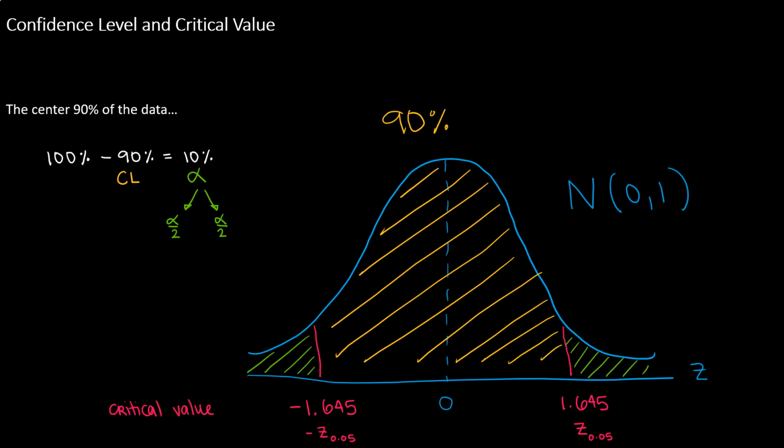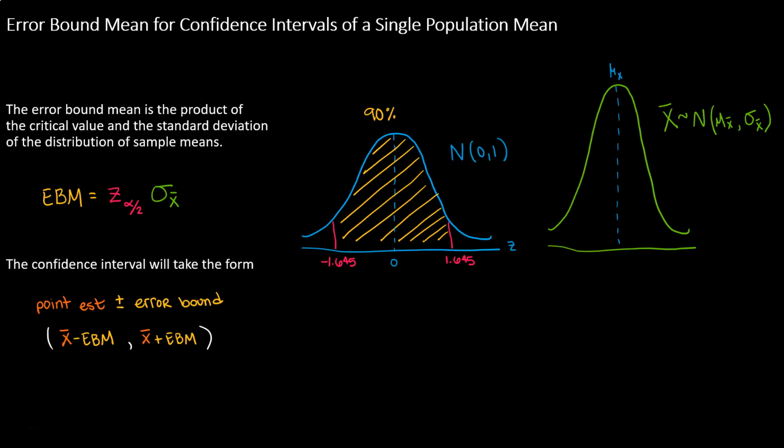We have a critical value of 1.645, and the notation that we use here is z for a z-score with a subscript that's equal to alpha over 2. So for a 90% confidence level, we have a critical value of z sub 0.05, which is equal to 1.645. Now we can talk about the error that we need to build these confidence intervals.